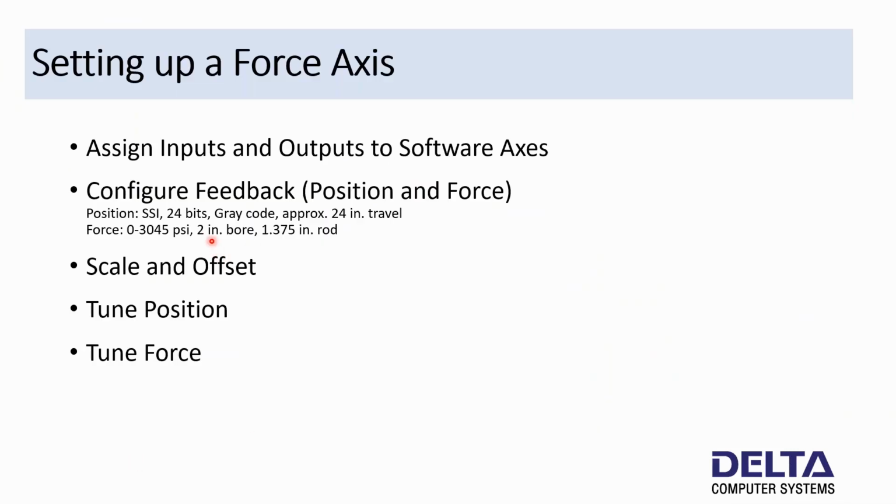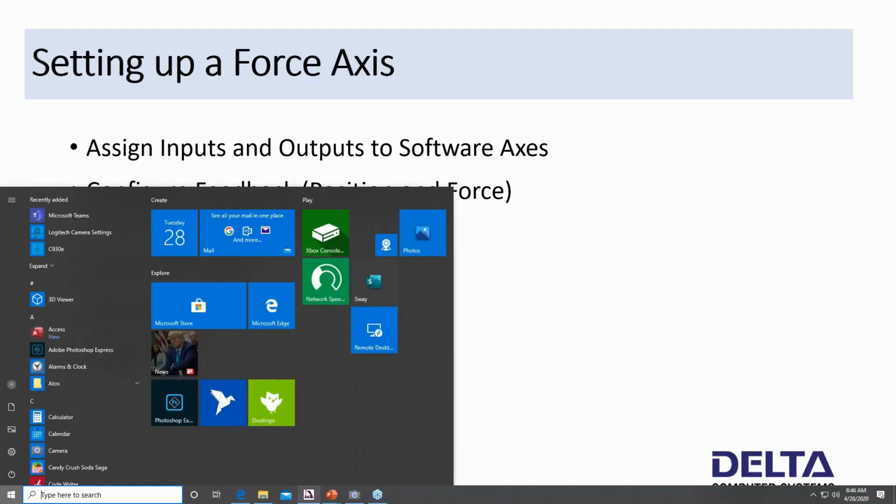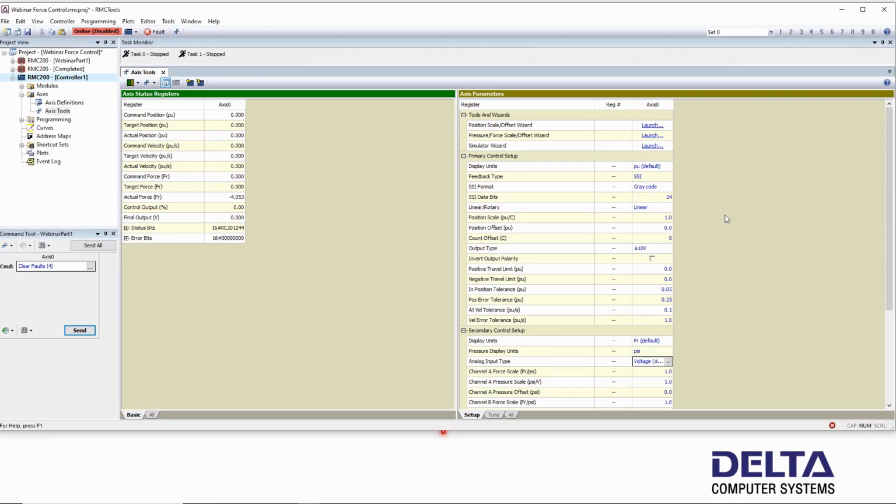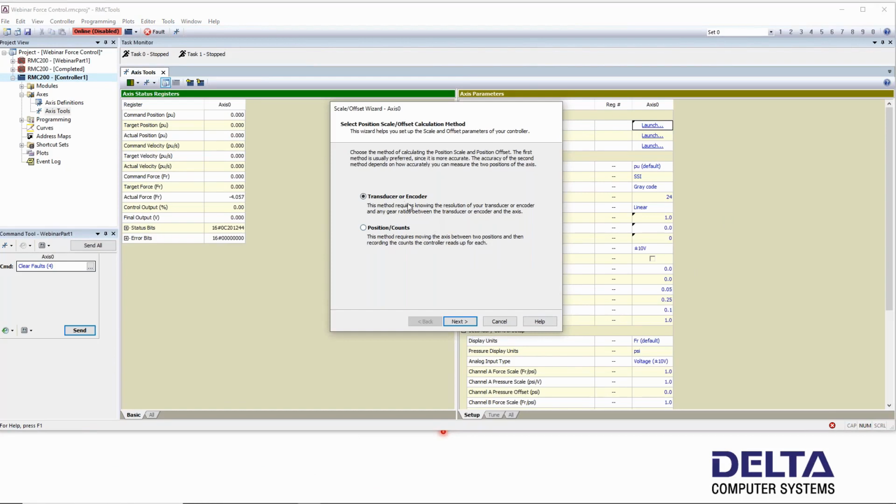Next step is the scale and offset. So we'll go look at that. We'll go to the position scale offset wizard up here, click launch, and we have the transducer information. It's a linear transducer.